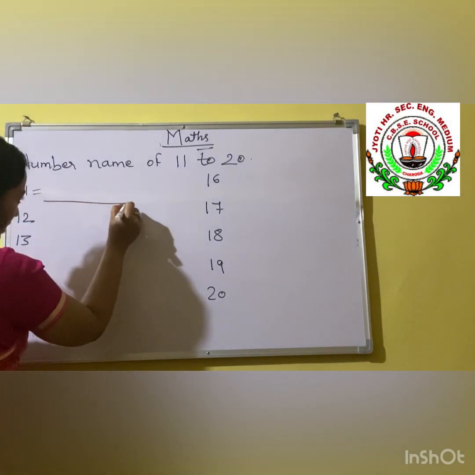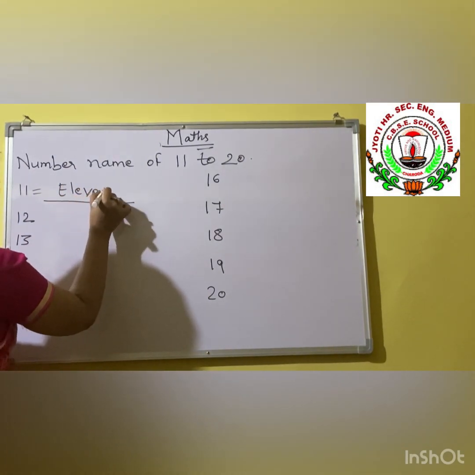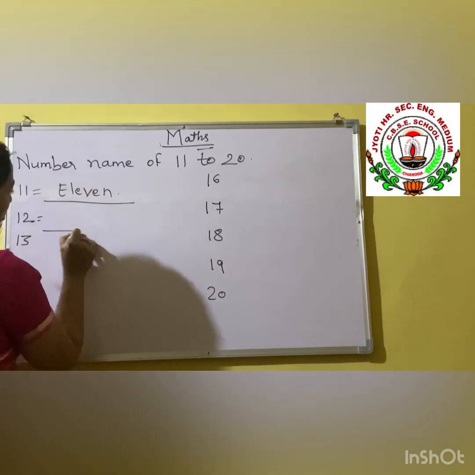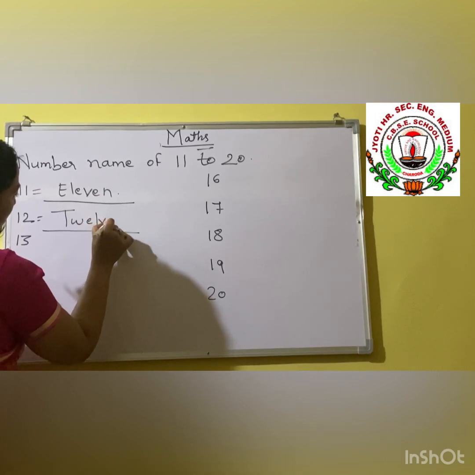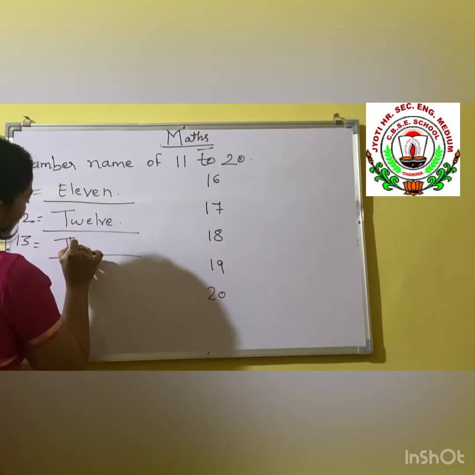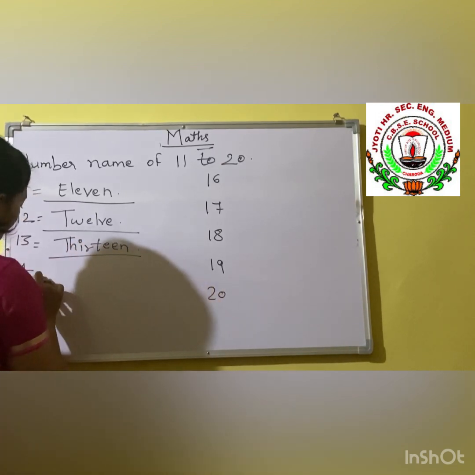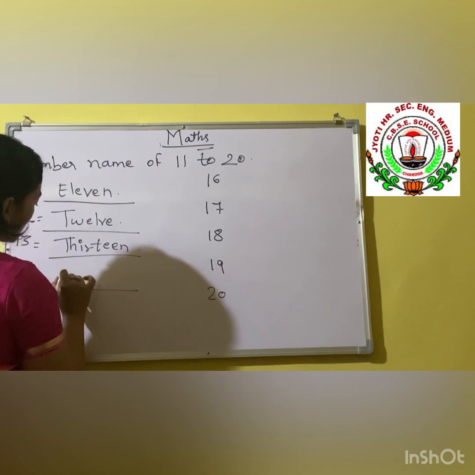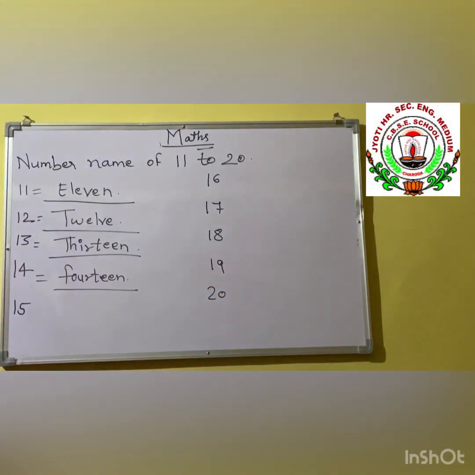The spelling of 11 is E-L-E-V-E-N. The spelling of 12 is T-W-E-L-V-E. The spelling of 13 is T-H-I-R-T-E-E-N. The spelling of 14 is F-O-U-R-T-E-E-N.